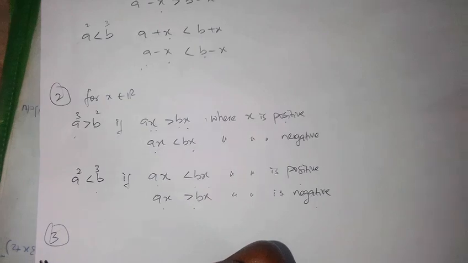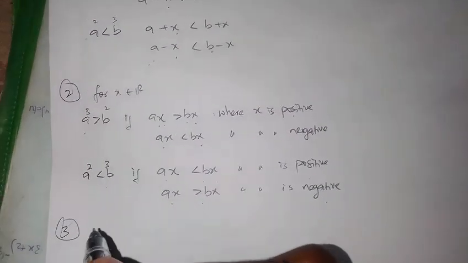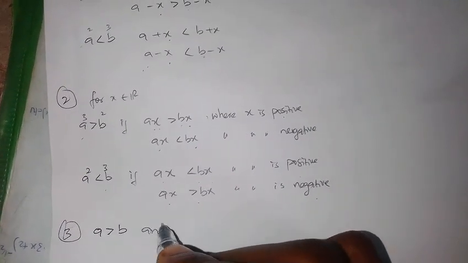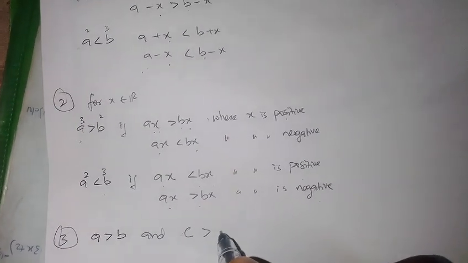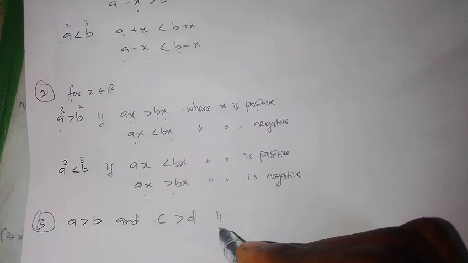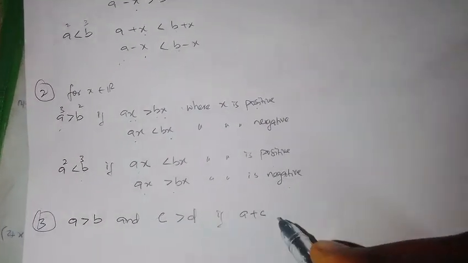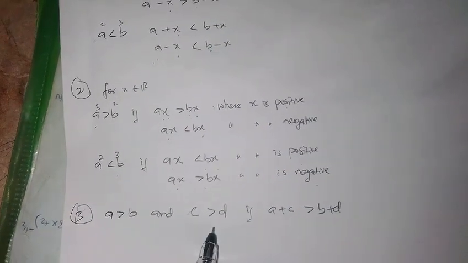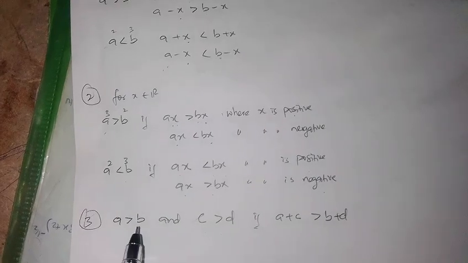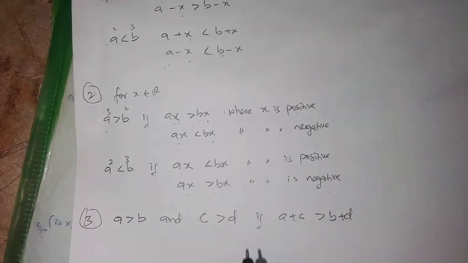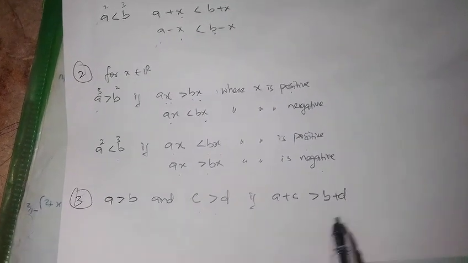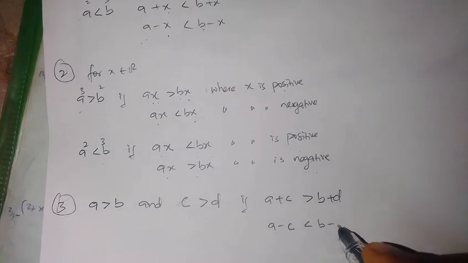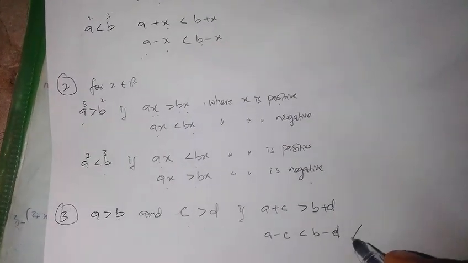Number 3 rule, we have A is said to be greater than B and C is said to be greater than D, if A plus C is greater than B plus D. This is greater than this and this is greater than this, if this plus this is greater than this plus this. Now, this works for only this. It does not work for A minus C less than B minus D. It does not work for this.